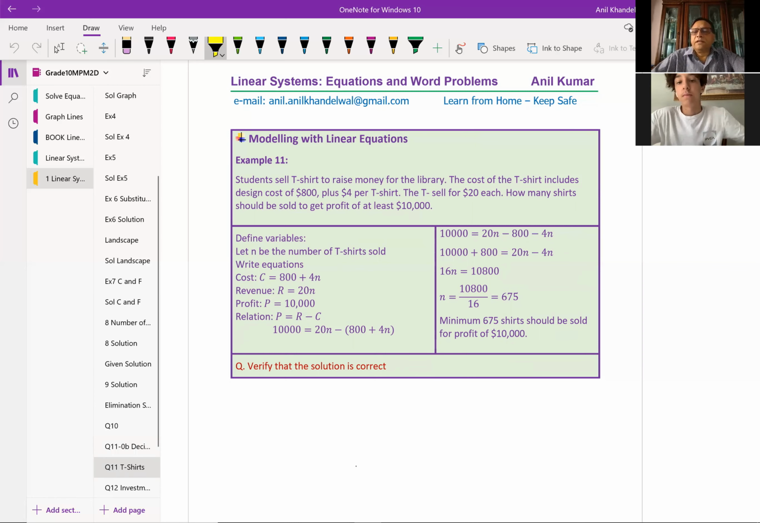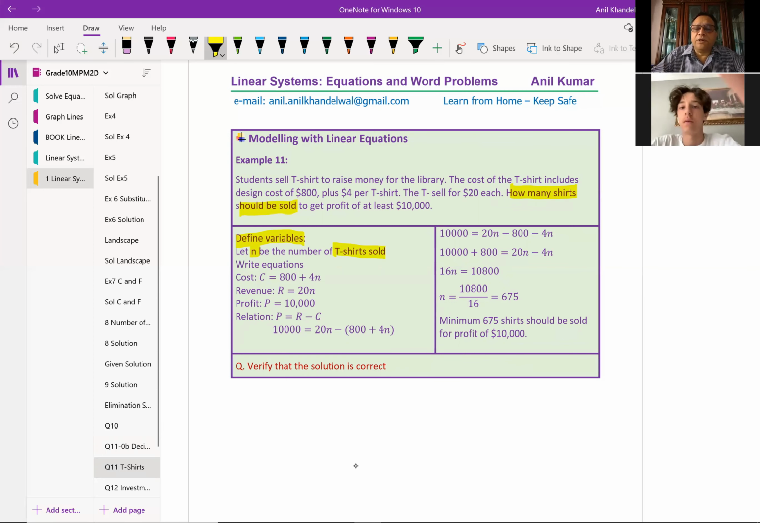So when there is a word problem, we have a strategy, right? We discussed this strategy earlier while solving word problems based on the substitution method. The first step should always be to define the variables. The question says, how many t-shirts should be sold? So what we are asking for, let that be the variable. Let n be the t-shirts sold.